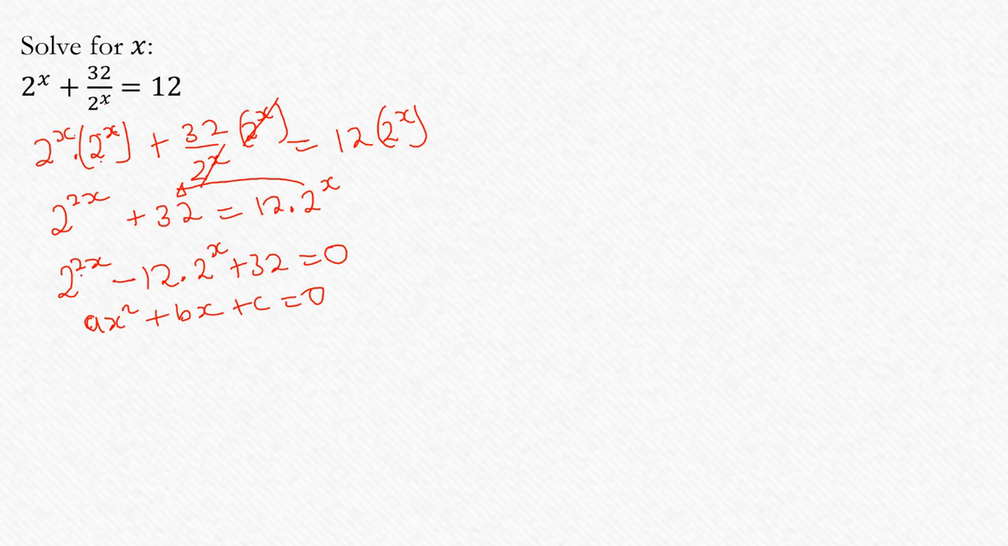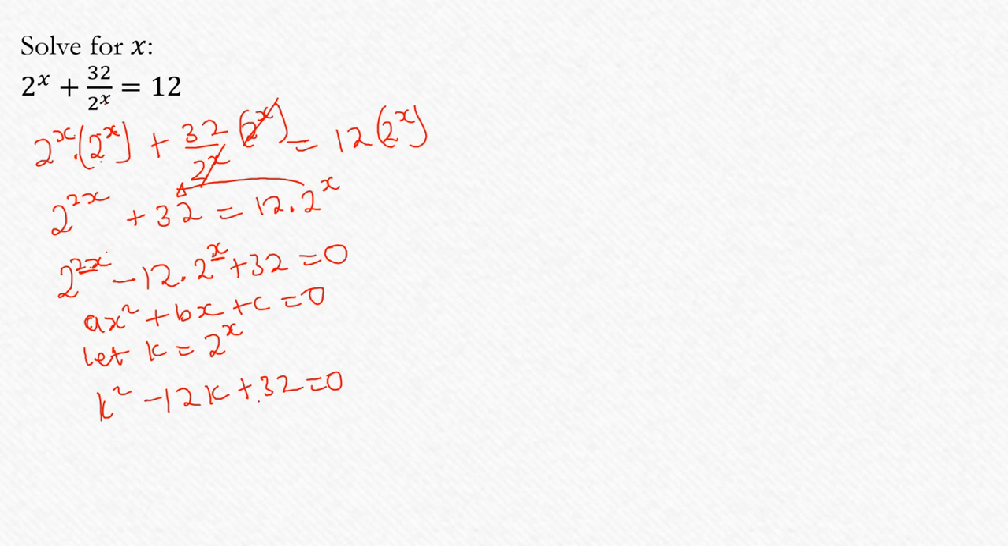Right, here we can see that the ratio of the exponents is 2:1. So we can use the k method here. And then we can see that this is 2 to the power x to the power 2. So let k be equal to 2 to the power x. So it becomes k squared minus 12k plus 32 is equal to 0.